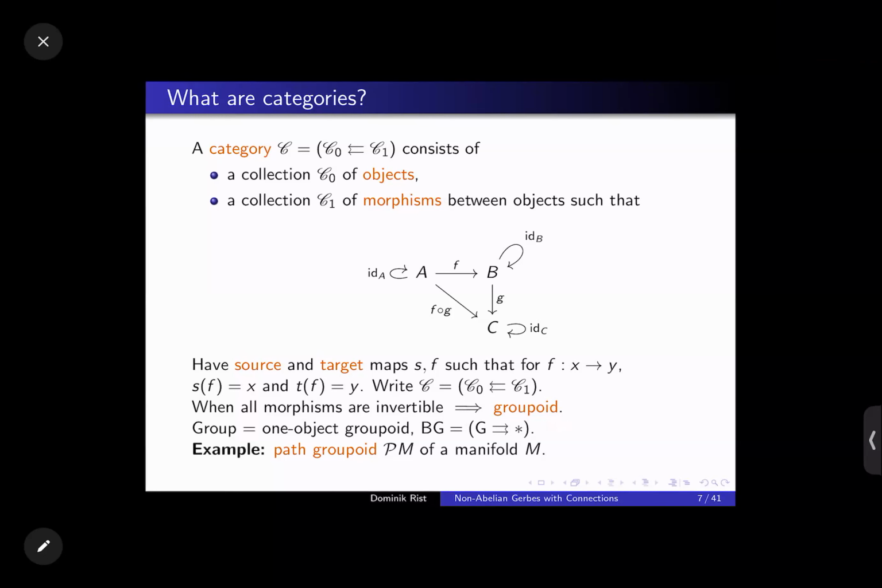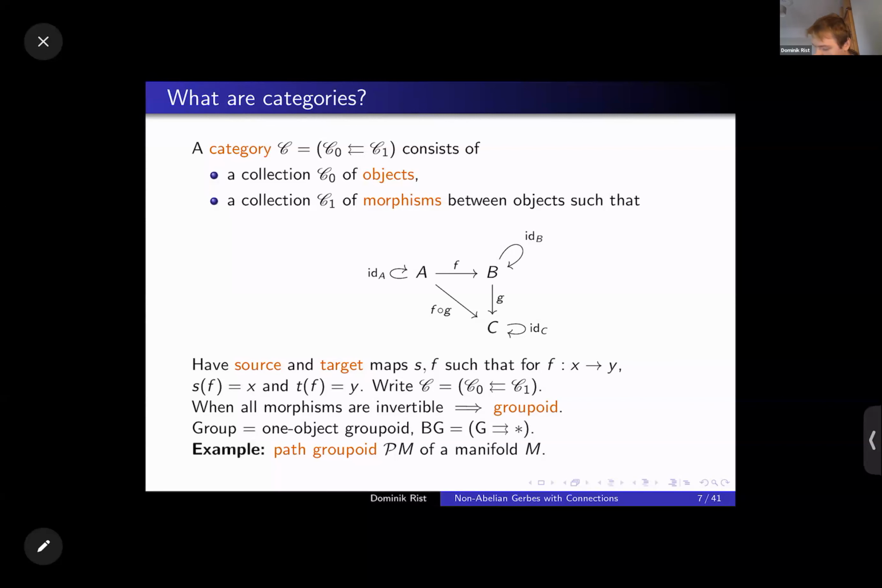Sorry, Dominik, yes, could you maybe clarify the notation? Which part? Well, the double arrow bit. The double arrow just denotes the source and target maps. One arrow is the source and the other arrow is the target. Okay, and what is the reason why they go this way or the other way? It's just to distinguish the objects from the morphisms. Where they point is the objects, and where they point from is the morphisms. That's the only reason.